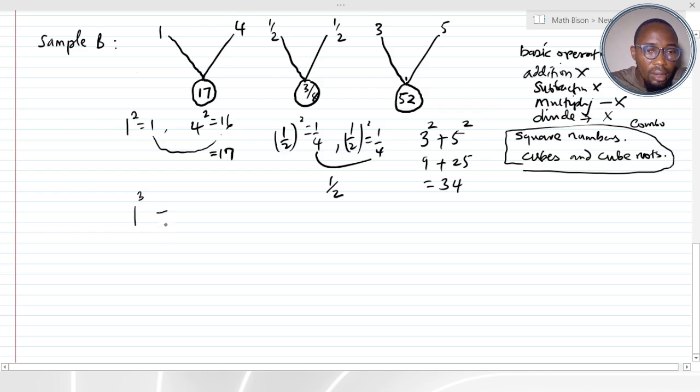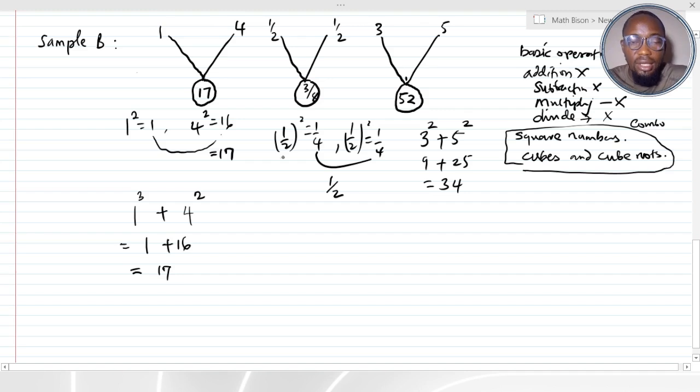Something is coming to me with plus 4. Should I use the cube? No. 64 will not work here because it's more than 17. So let's try squared. You're going to see that 1 cubed is 1 and 4 squared is what? 16. And if you add it, you have 17. You see another story that is working for this first diagram. Let's see if this also works for the second diagram.